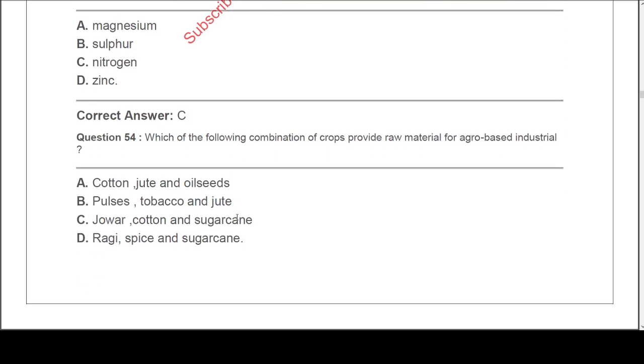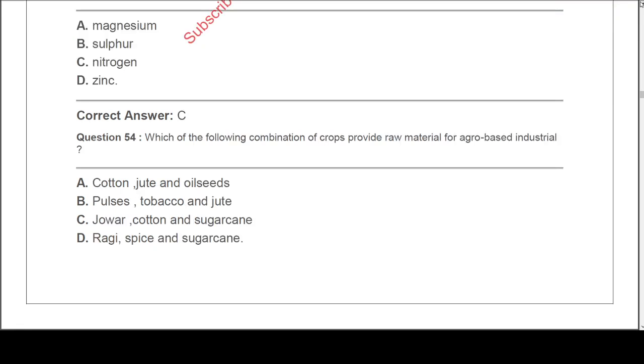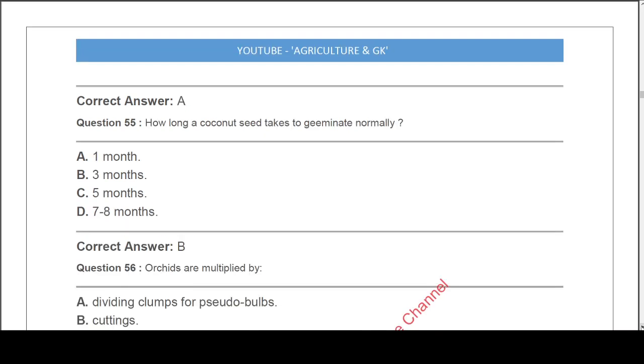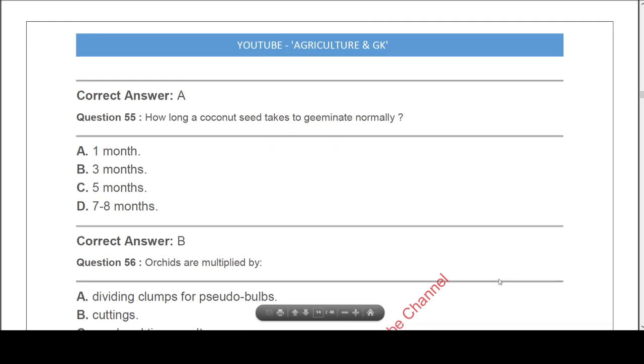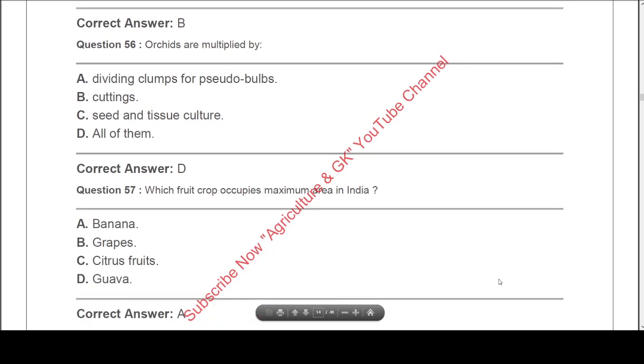Which combination of crops provides raw material for agro-based industries? It is option A, cotton, jute and oil seeds. How long does a coconut seed take to germinate normally? It is 3 months. Orchids are multiplied by dividing clumps for pseudobulbs, from cuttings, seed and tissue culture. From all these methods, the orchid can be multiplied. That is option D.